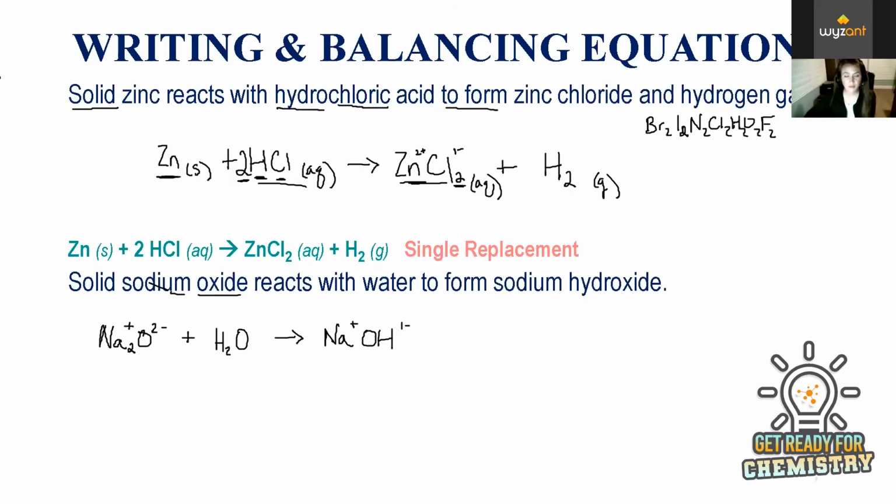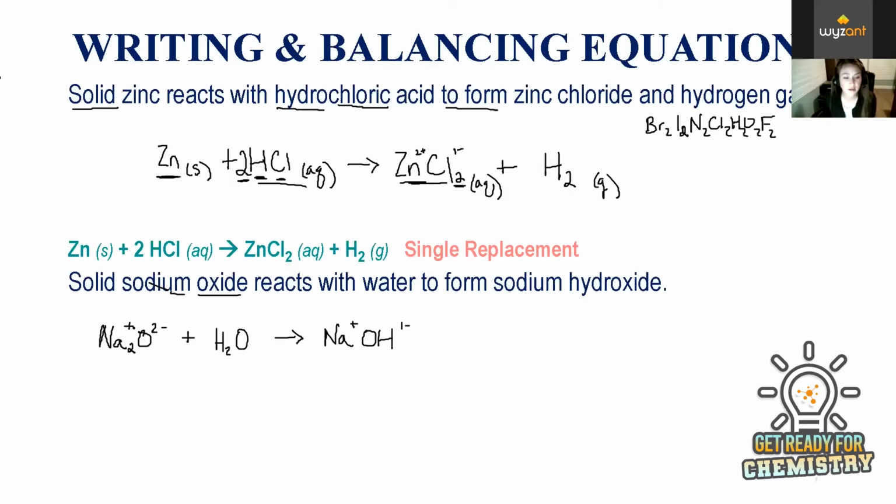Remember, the +1 means it's losing an electron. The minus means it's gaining an electron. So because sodium has 1 electron to lose and hydroxide as a whole has 1 electron to gain, they combine in a 1-to-1 ratio, and that works out.